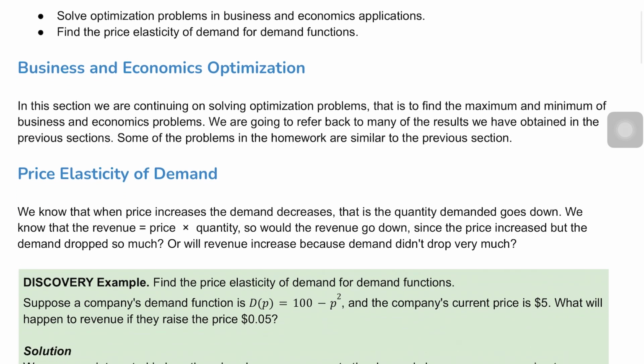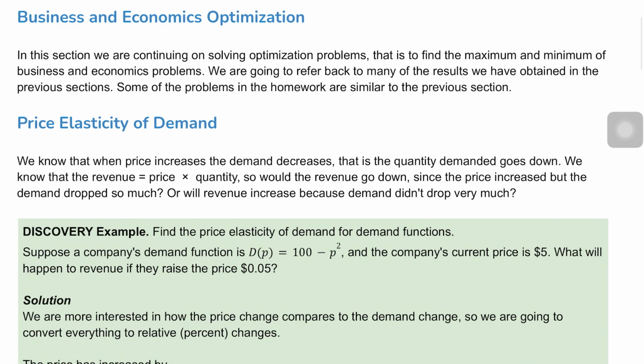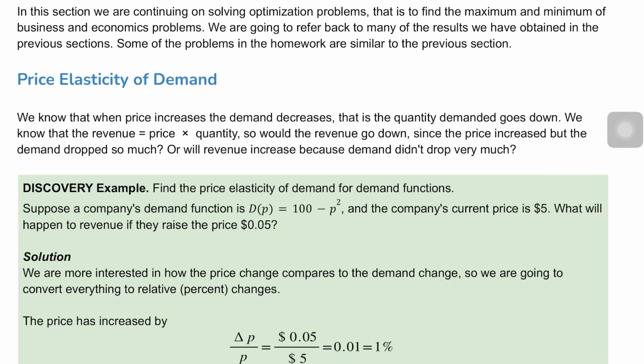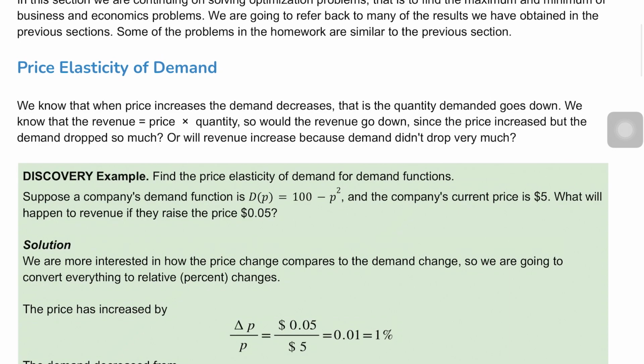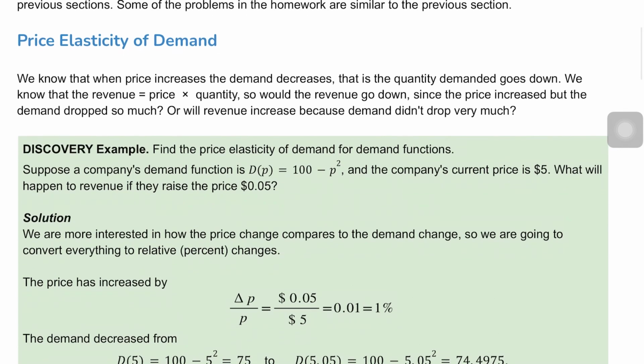So business and economics optimization. In this section, we're continuing on solving optimization problems, that is, to maximize and minimize our business and economics problems. We're going to refer back to many of the results that we have obtained in previous sections. Some of these problems in the homework are similar to the previous sections. All right, so let's begin by defining price elasticity of demand. And we're going to do this by doing a discovery example, an example that's going to help us explore these concepts.